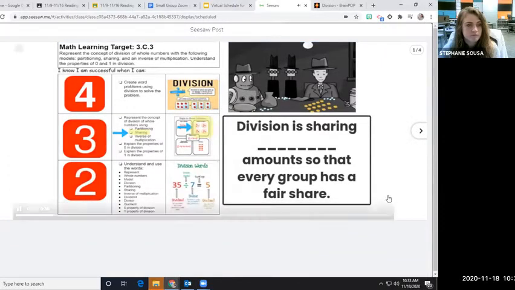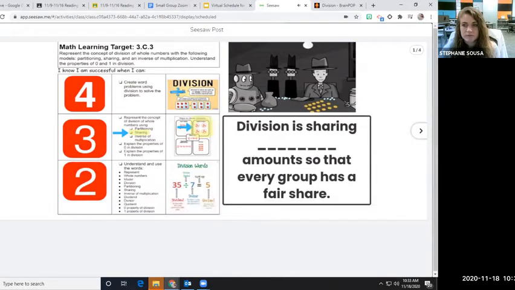Hi, third grade. Today we're going to continue with our math learning target 3C3, representing the concept of division of whole numbers. This time we're going to be using sharing, the sharing method. I would like for you to watch the BrainPop video, and then discuss with your class what goes in the blank. Division is sharing blank amounts so that every group has a fair share.